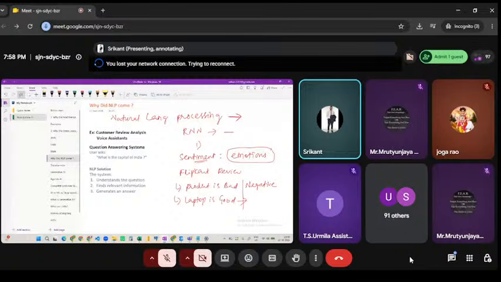If the product review is negative, it will predict it as negative. If something is neutral, like an overall average product, and someone types that, then it will be predicted as neutral. Mostly we have three options in a review system. So this comes under sentiment analysis.